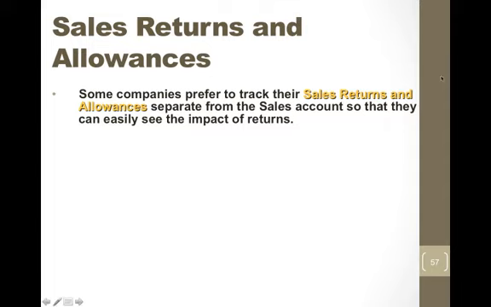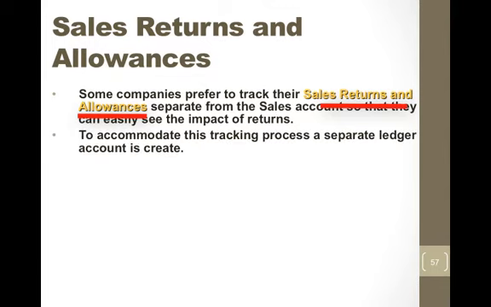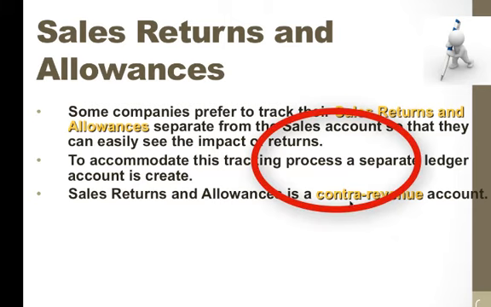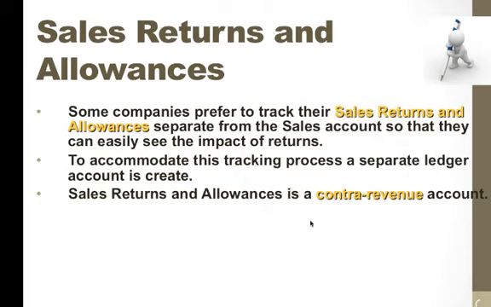So we're going to use an account called Sales Returns and Allowances, which keeps things separate from sales, so we can see how many returns there were. We do this to accommodate the tracking of the returns, and so we create this new ledger account that we call Sales Returns and Allowances. Sales Returns and Allowances is a contra revenue account, and you recall that contra accounts have an opposite balance to the account's normal balance. Revenue normally has a credit, so a contra revenue has a debit. So Sales Returns and Allowances is a normal debit balance.